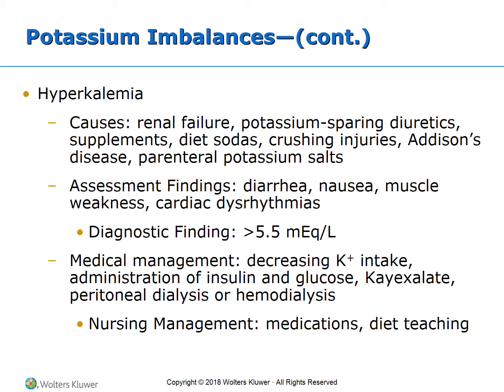If it's moderate, we want to give medication, and that is K-oxalate. We may give insulin and glucose because that helps pull it out, right? If it's severe, we want to give 10% calcium gluconate for cardiac effect and sodium bicarb for the acidosis.